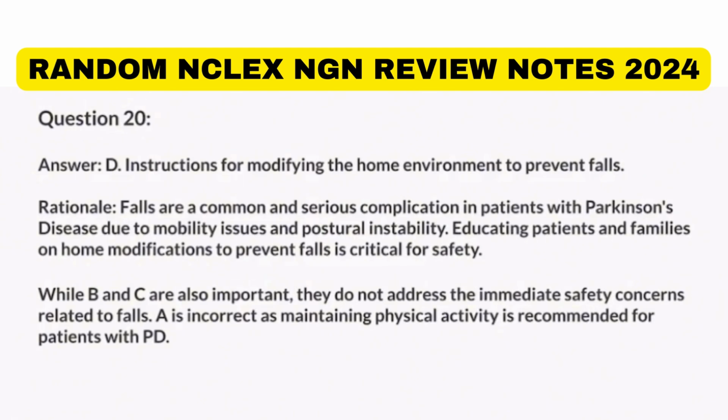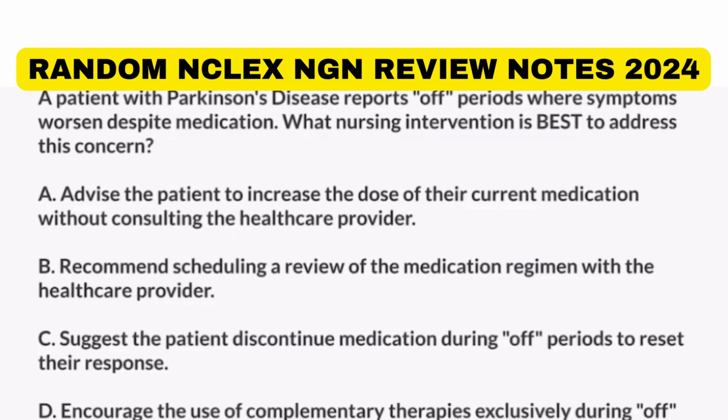While B and C are also important, they do not address the immediate safety concerns related to falls. A is incorrect, as maintaining physical activity is recommended for patients with PD. Question 21. A patient with Parkinson's disease reports off periods where symptoms worsen despite medication. What nursing intervention is best to address this concern?